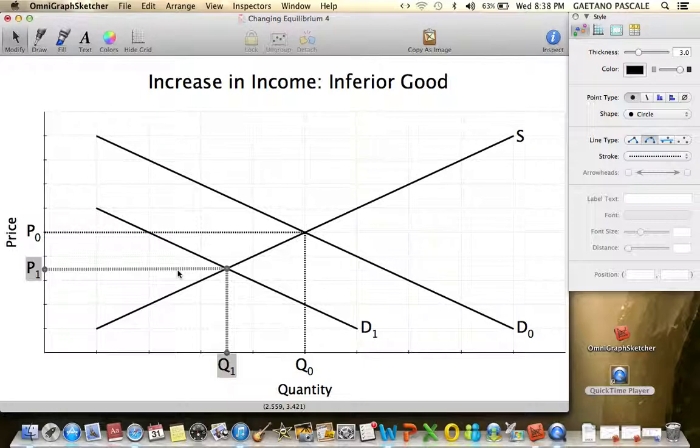So, when an increase in income occurs for an inferior good, our prediction, with no other things changing in this marketplace, is that we should expect the price of this product to fall and the quantity also to fall.